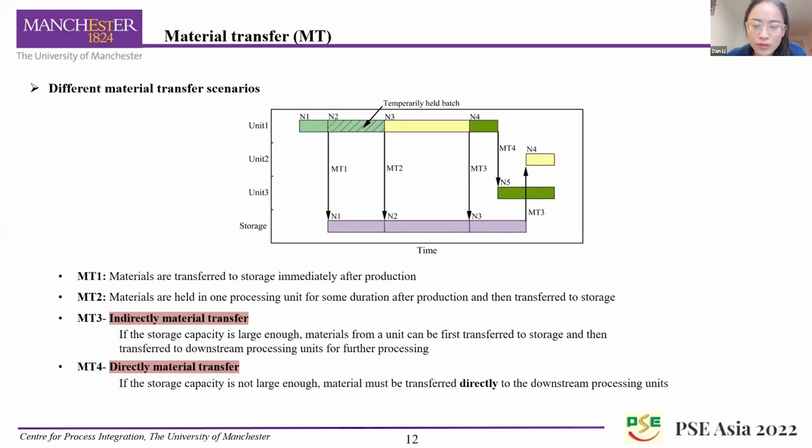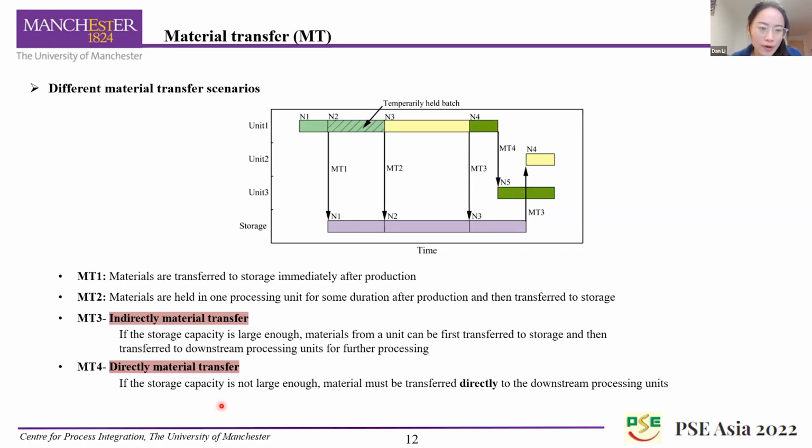There are 4 scenarios of material transfer. MT1 and MT2 transfer material into the storage from the unit after production. While in MT3, if the storage capacity is large enough, the material from a unit can first be transferred to the storage and then transferred to the downstream processing unit. We define it as the indirect material transfer. And MT4 is the direct material transfer. In this scenario, the remaining storage space is too small, so the material must be transferred directly to the downstream processing units.